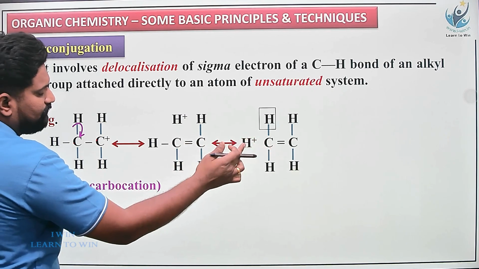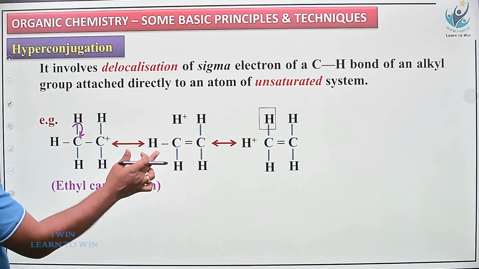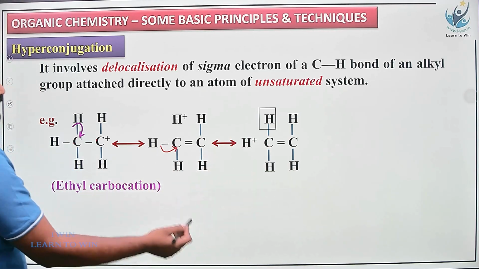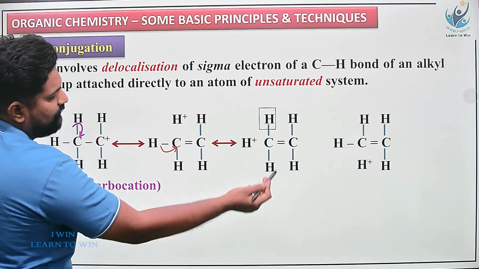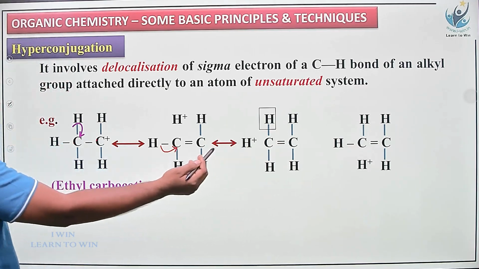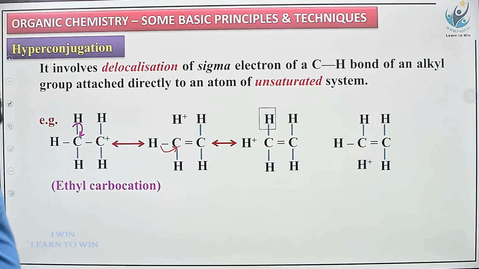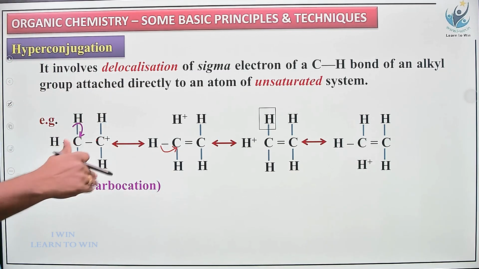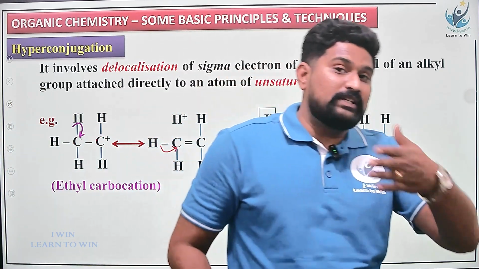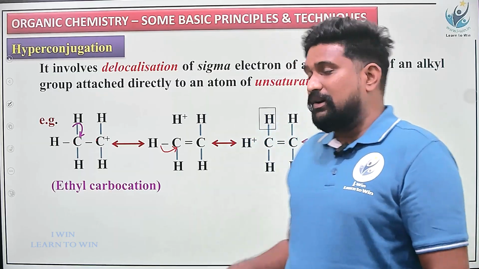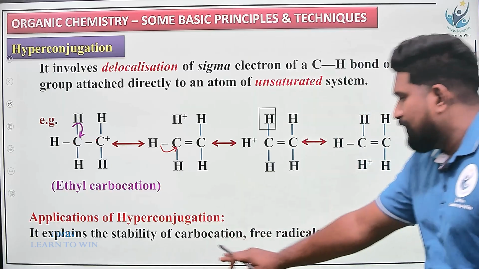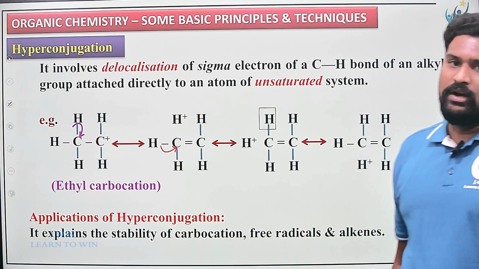And look at the next one, H plus. If this carbon is donated here, then it becomes like this once again. And if this hydrogen shifts its sigma bond electrons to the next carbon, it becomes the next resonating structure. Now look, how many resonating structures have formed: 1, 2, 3. That means 3 resonating structures, hence more stability. So this is how the stability of the molecule can be predicted. It explains the stability of carbocations, free radicals, and also alkenes.